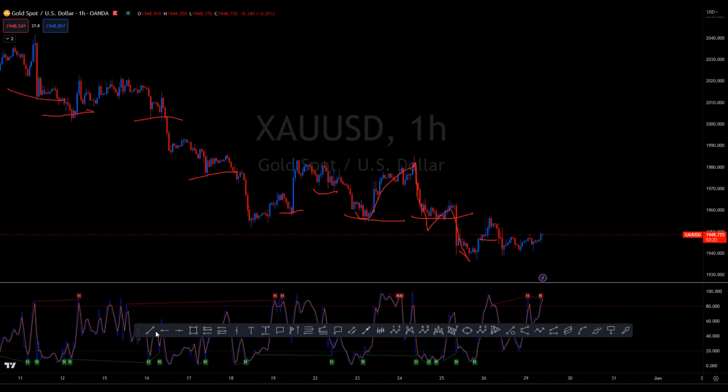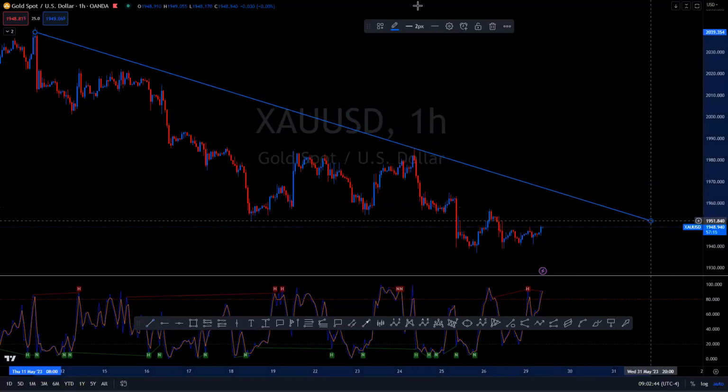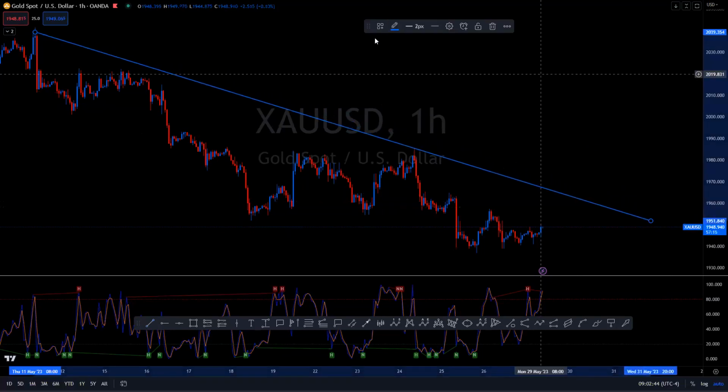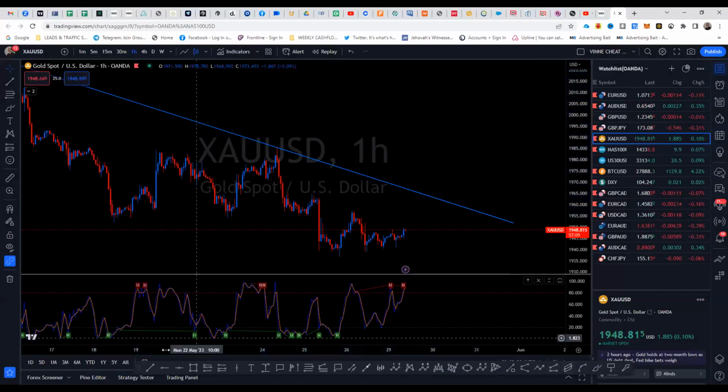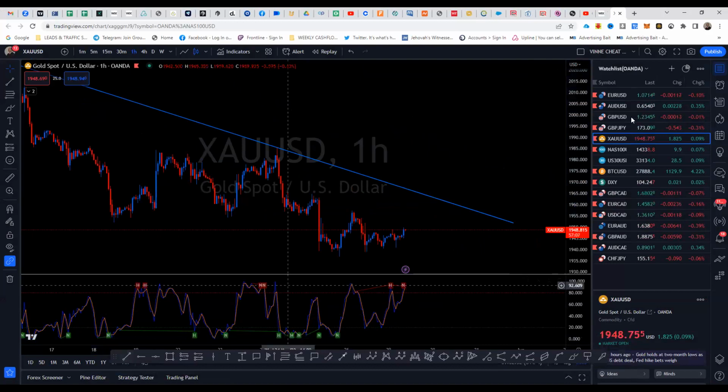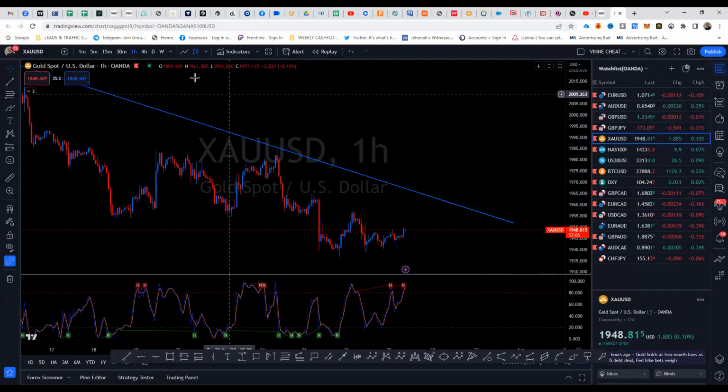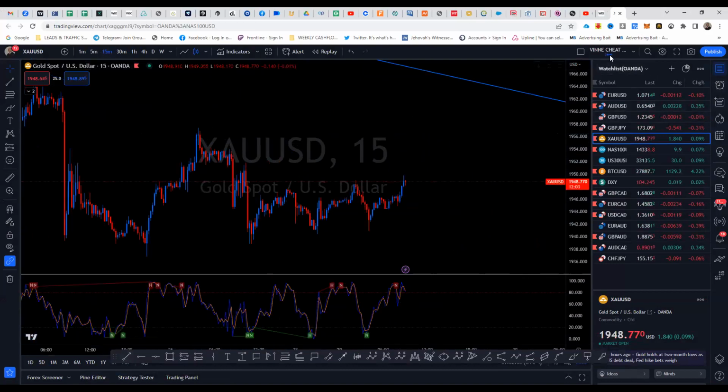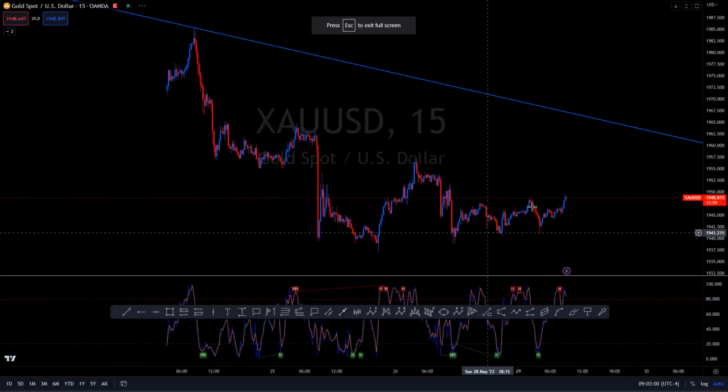So we're going to take our trend line and draw that. That's all we're going to do at this point on the 1 hour time frame. So we're going to go to the 15 minute time frame. Now we're going to figure out what is the current trend.